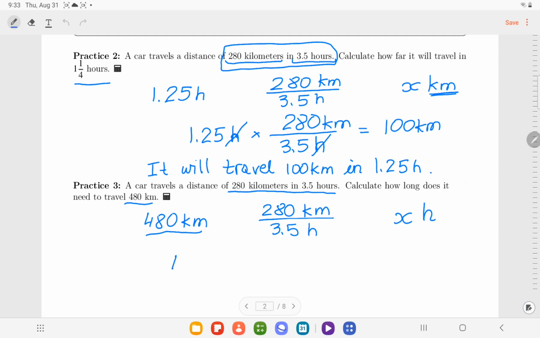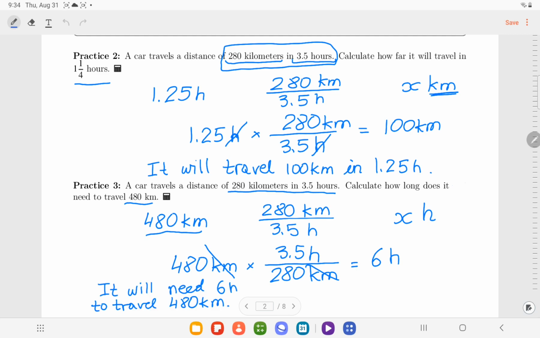Let's start with 480 kilometers. Now we're going to use our rate, our conversion factor. We have to cancel the kilometers. We have to cross the kilometers. So kilometers go into the denominator. 280 kilometers in 3.5 hours. And we get 6 hours. So it will need 6 hours to travel 480 kilometers.